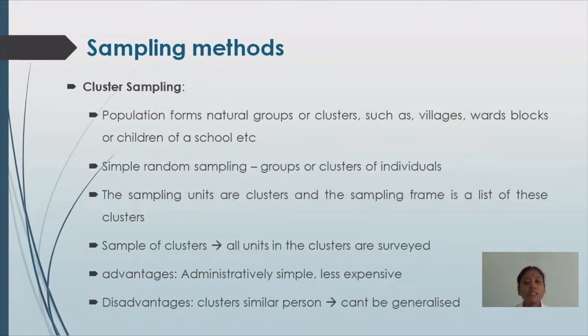The final method is cluster sampling. So in the previous method, we divided the population into strata, that is artificial groups. But in cluster sampling, the population itself forms natural groups or clusters, such as villages, wards, blocks, or children of a school, etc. And here we'll be doing simple random sampling among the groups or clusters of individuals. Here the sampling units are not individuals, they are the clusters, and the sampling frame is the list of these clusters. And then all the units in the clusters are surveyed. The main advantage is that it is administratively simple and less expensive, but the disadvantage is it cannot be generalized.